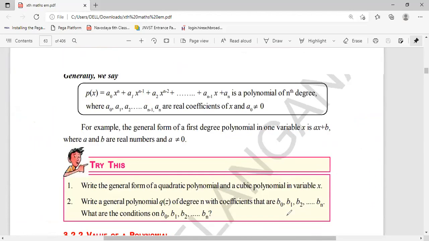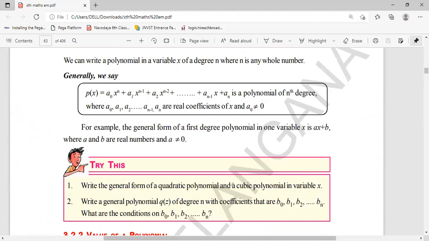So this is the general form of the polynomial. That means any degree, nth degree. Nth degree means how many terms it will contain. Nth degree means n plus 1 terms it will contain.